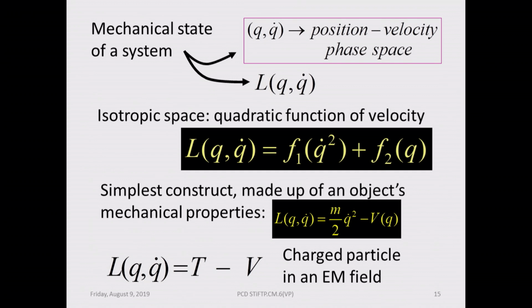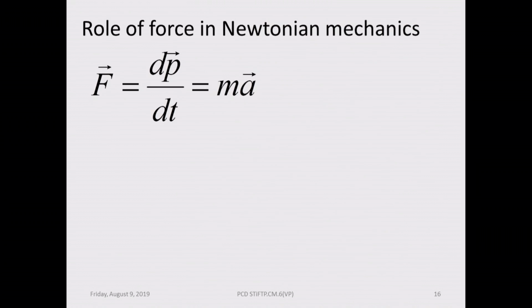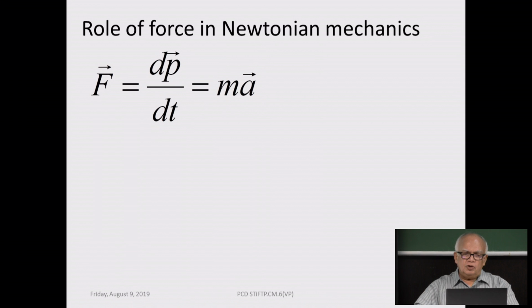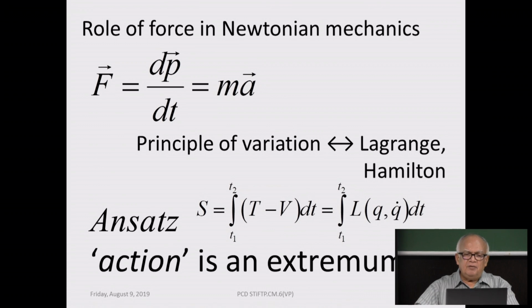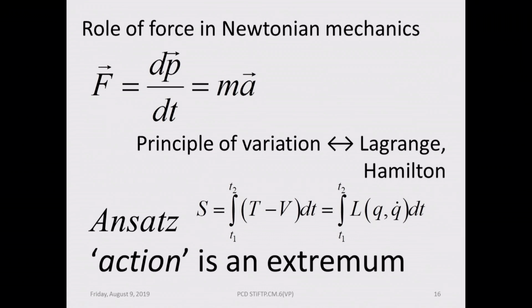You have got a charged particle in an electromagnetic field. You can set up the Lagrangian using a similar formulation. Newtonian mechanics depends on the idea of force as the cause of change in momentum, whereas in the principle of variation, you make no reference to force at all. Likewise, you make no reference to any variational principle in Newtonian mechanics.